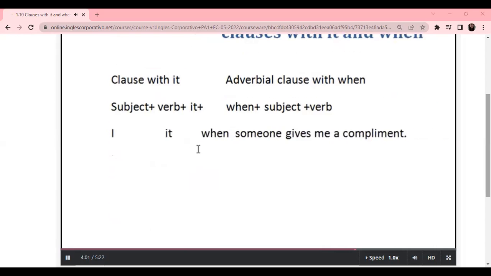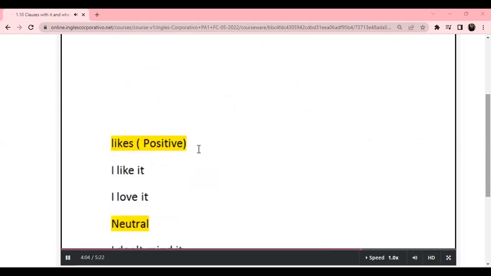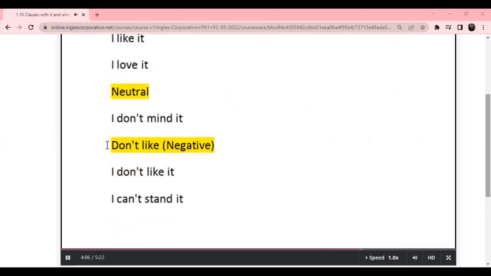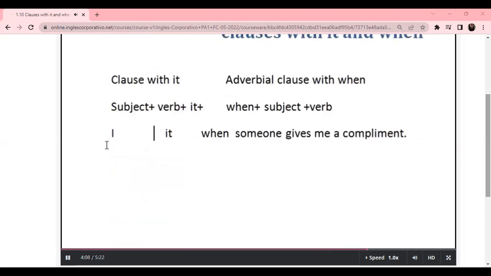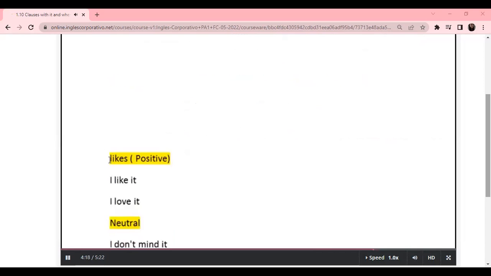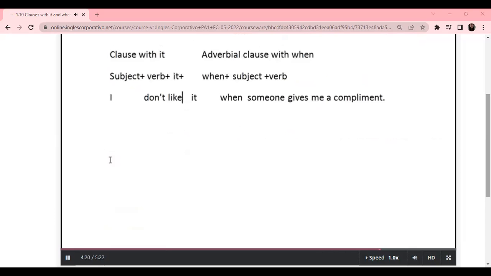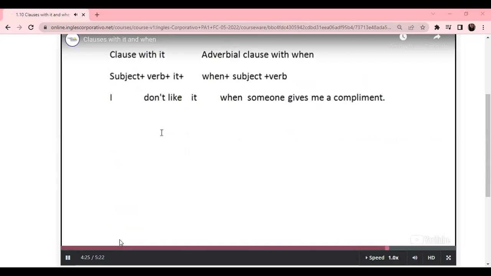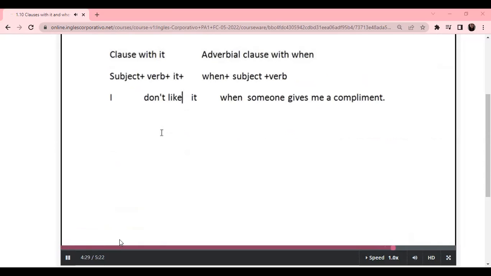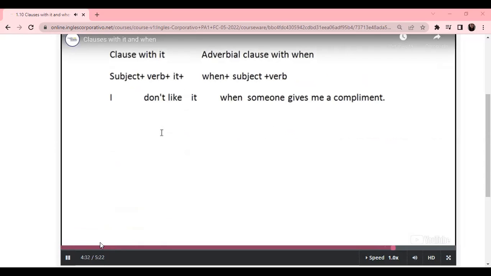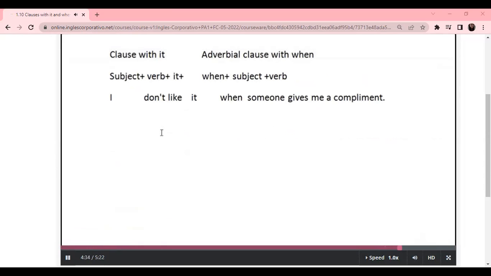And then again, you might be shy and you probably don't like it, right? So you might have a negative point of view about that situation, and you might say, I don't like it. I don't like it when someone gives me a compliment. And that's how you formulate this kind of sentences. Again, you could be neutral about the whole situation. You could be positive about it, so you could like it, you could love it. At the same time, something could make you upset, right?